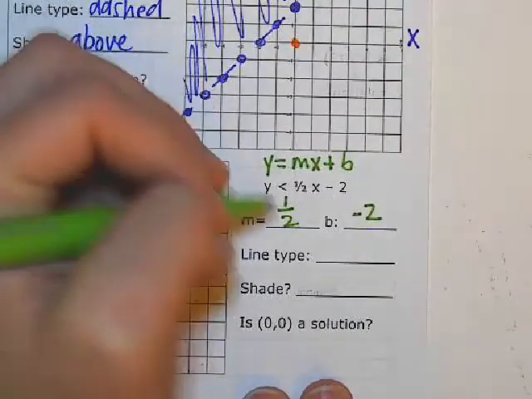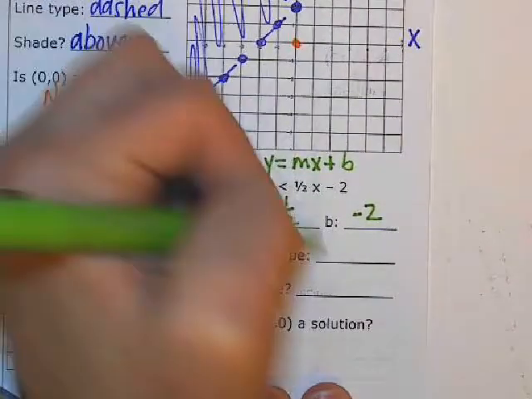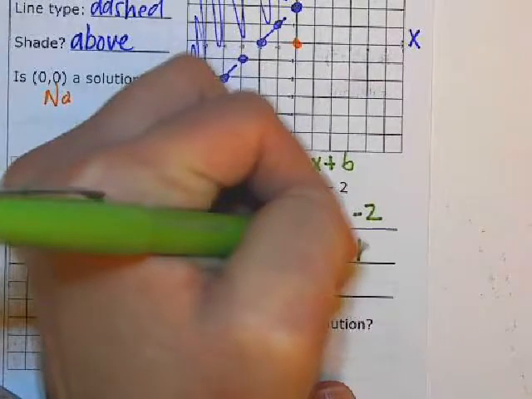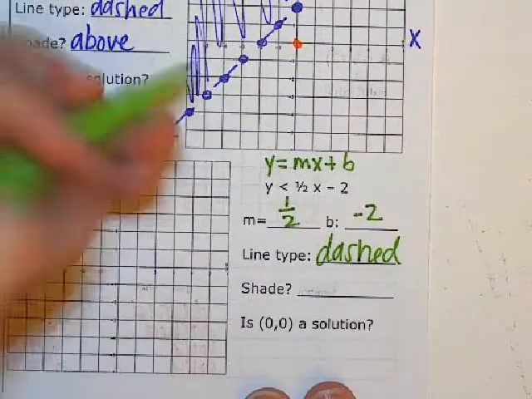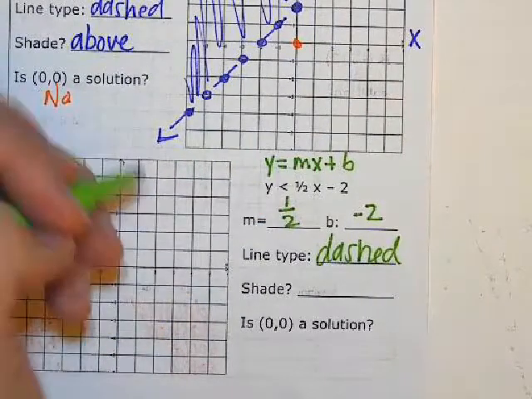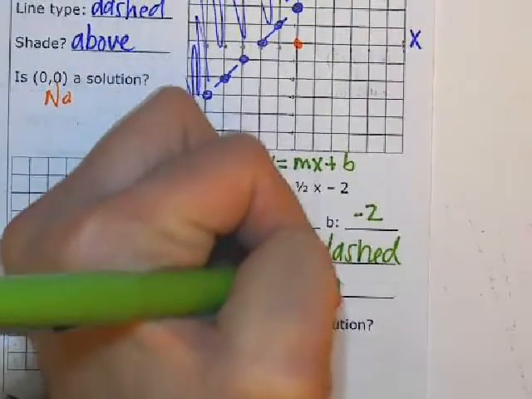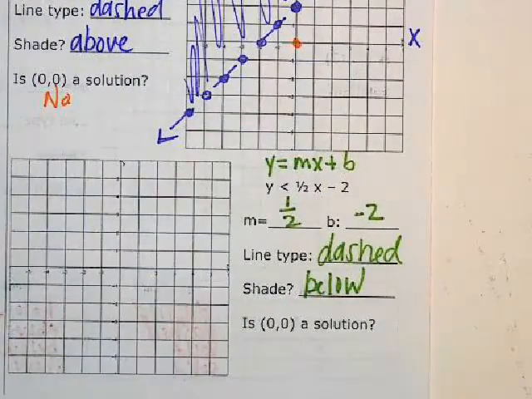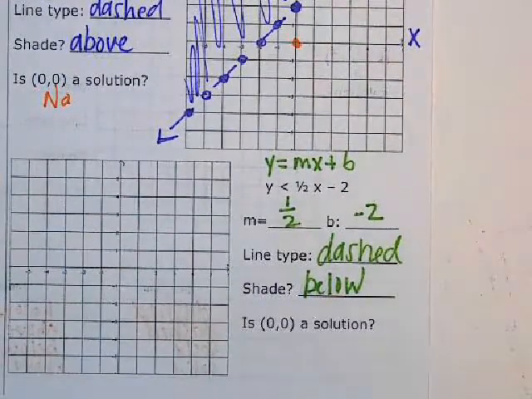Dashed. Is there a line under the symbol? No. Nope, so dashed. Shade. How do you say this symbol? Less than, so that would be below. Okay. Can I determine if 0, 0 is a solution? No, not yet. We have to shade it.